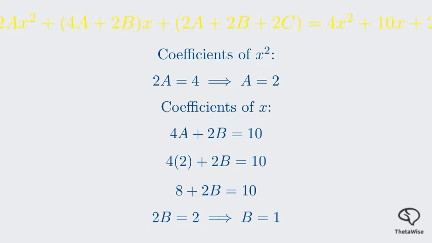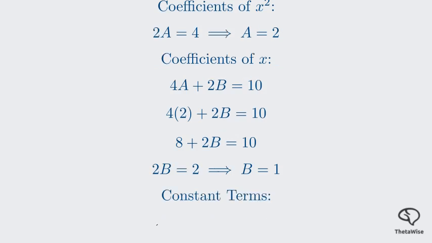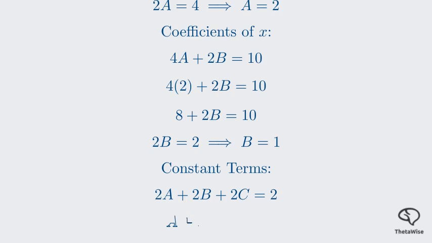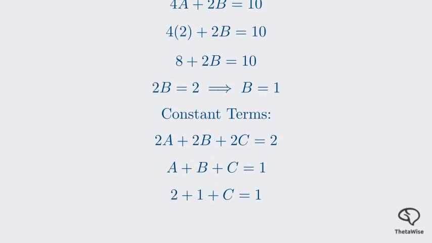Finally, we equate the constant terms. On the left, the constant term is 2a plus 2b plus 2c. On the right, it's 2. So 2a plus 2b plus 2c equals 2. We can simplify this by dividing everything by 2, which gives a plus b plus c equals 1. Substituting our values a as 2 and b as 1, we get 3 plus c equals 1, which means c is negative 2, and we have our final unknown. We have found a, b, and c.